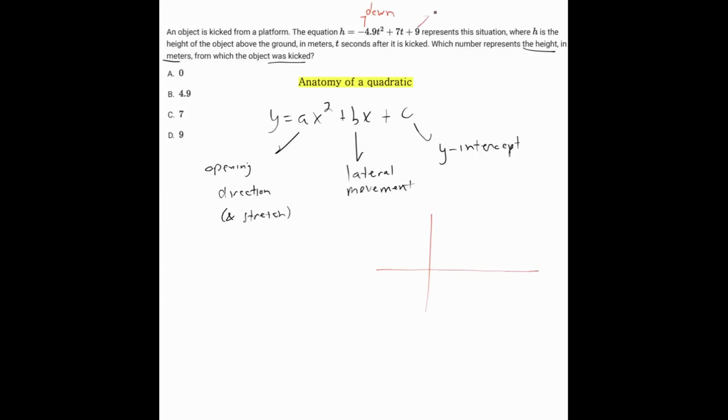And this right here is our y-intercept. So this thing is hitting at y equals 9, and it's opening downward. So it looks something like that. Now, we didn't draw the other side because this part right here in this situation is kind of imaginary.